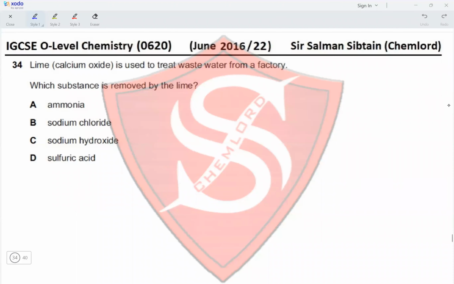Question 34. Lime, calcium oxide, is used to treat wastewater from a factory. Which substance is removed by lime? It would remove acidic impurities. Ammonia is basic, so it will not be removed. Sodium chloride is neutral, will not be removed. Sodium hydroxide is basic, will not be removed. Sulfuric acid is acidic, so it will be removed by treating it with a base, making option D the correct option for this question.